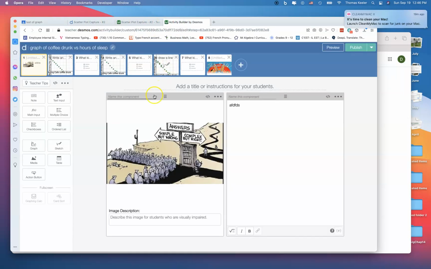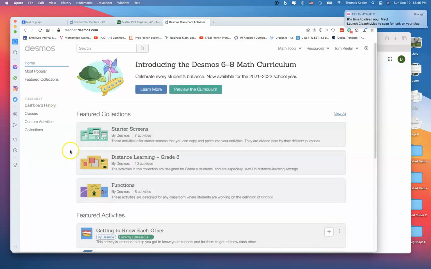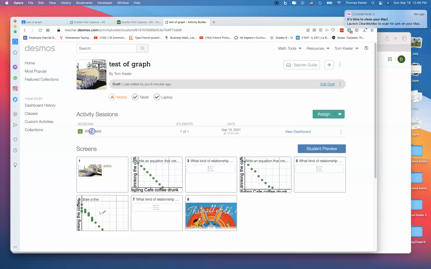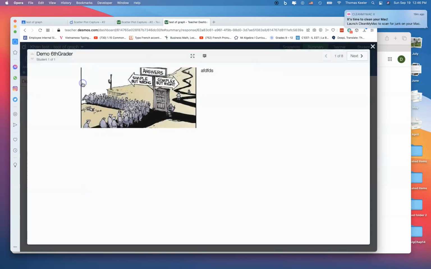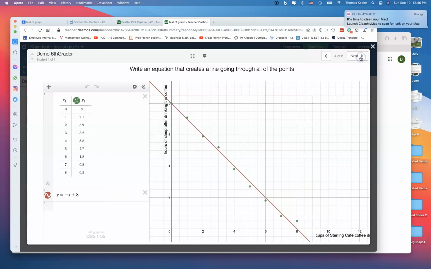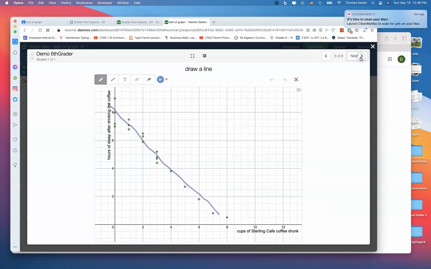I can see it over in Desmos. I go to my custom activities, and I look at this activity, and I say, oh, has anybody done it? I view the dashboard, and I can look and say, oh, there's my demo student. And look, he drew that line. He answered. He drew the line again. Okay, so I can see all the work that the demo student did.